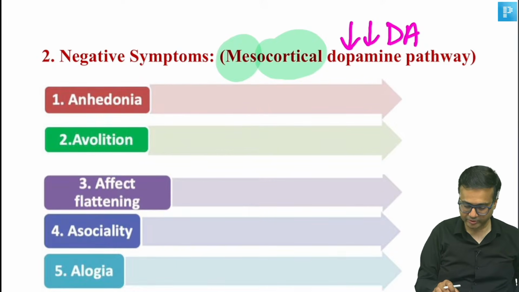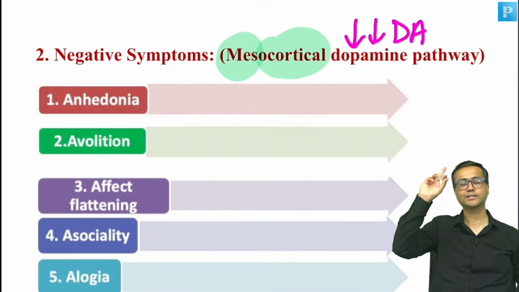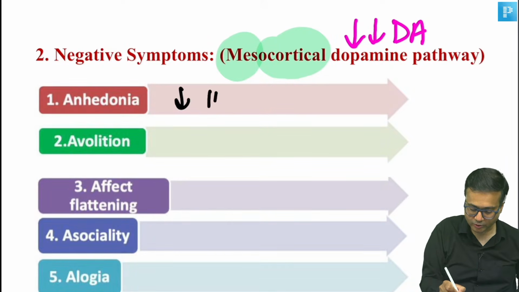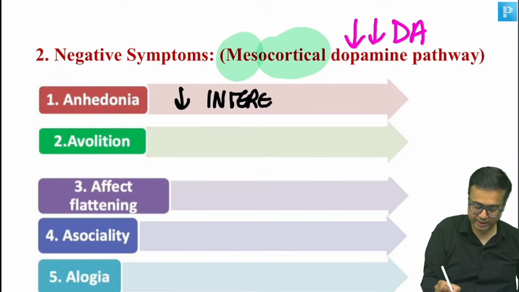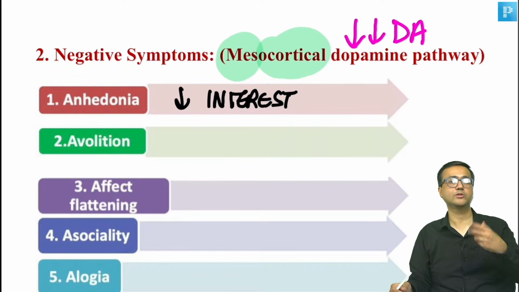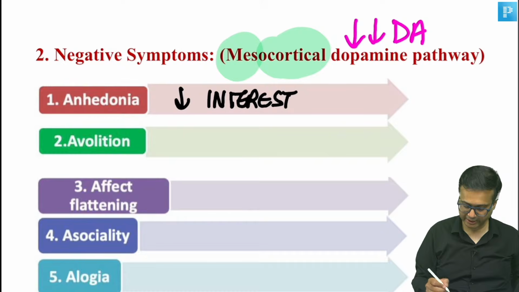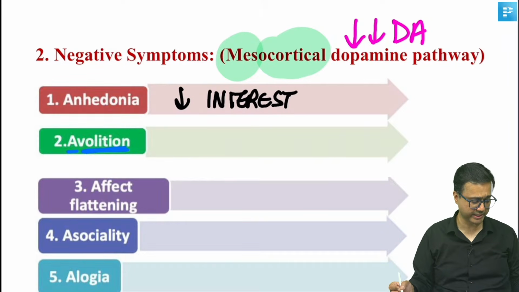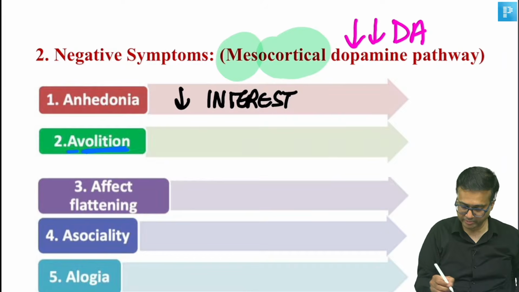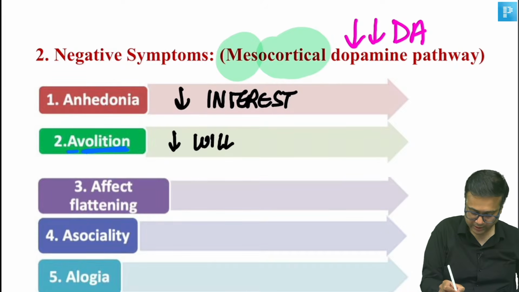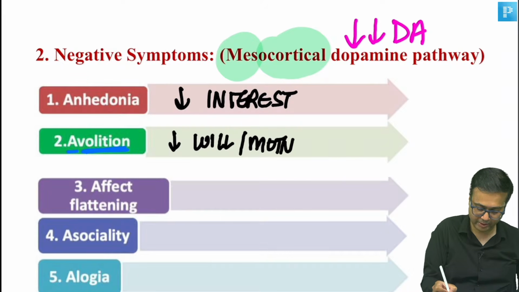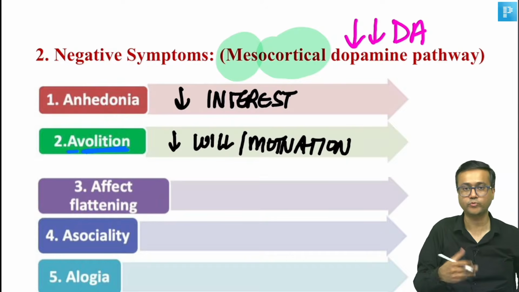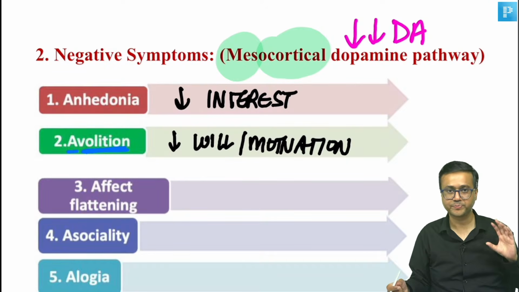This we have already covered, beta. What is anhedonia? Remember we discussed anhedonia means there is decrease of interest in things which the person used to enjoy before. Beta, can you tell me what is avolition? Volition means willpower. Avolition means there is decrease of will or decreased motivation. Family members complain that he does not show will or motivation to do any task.